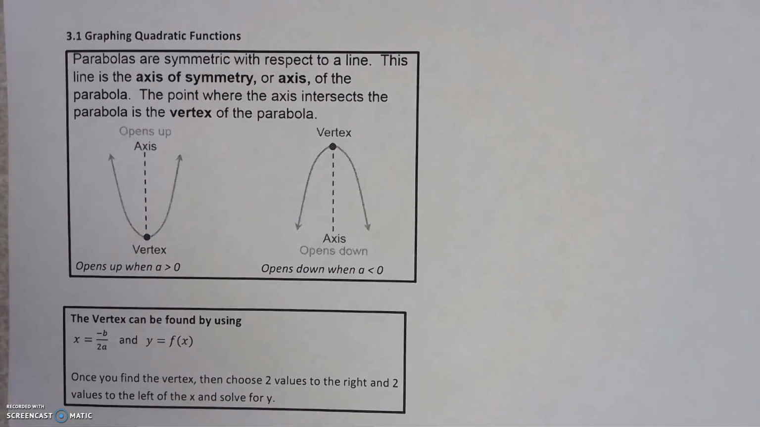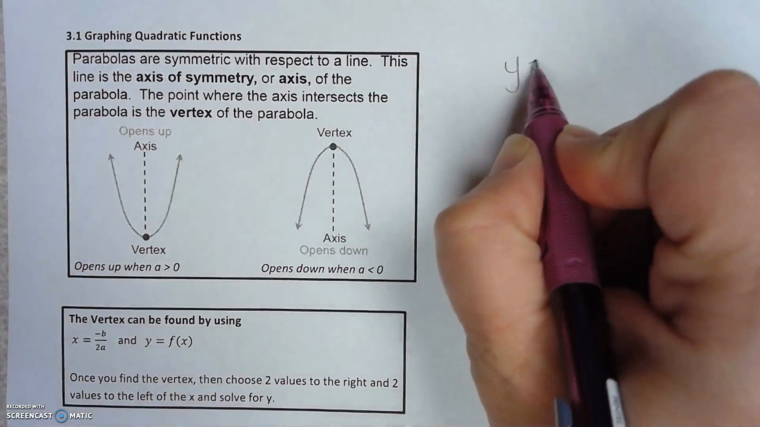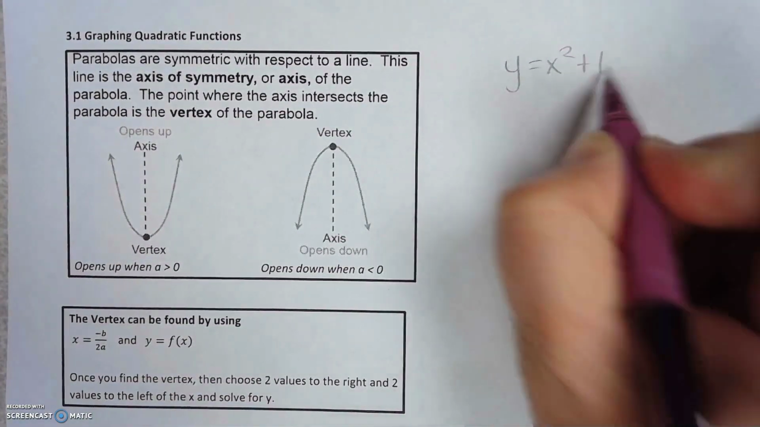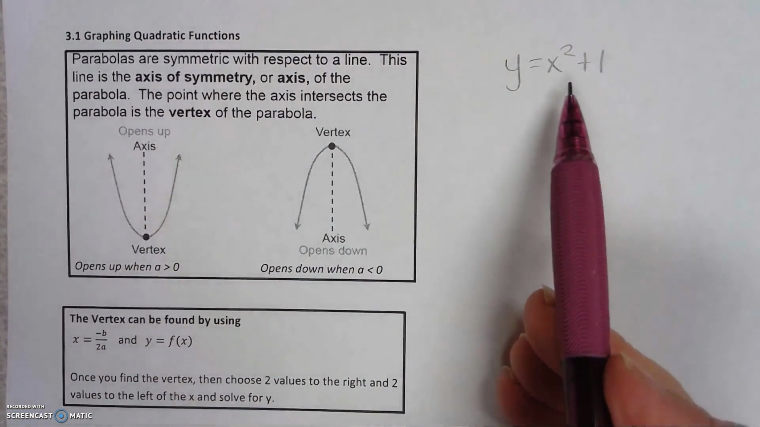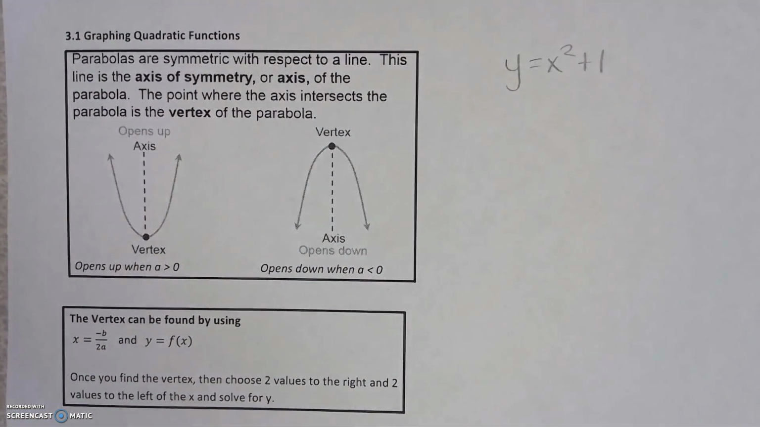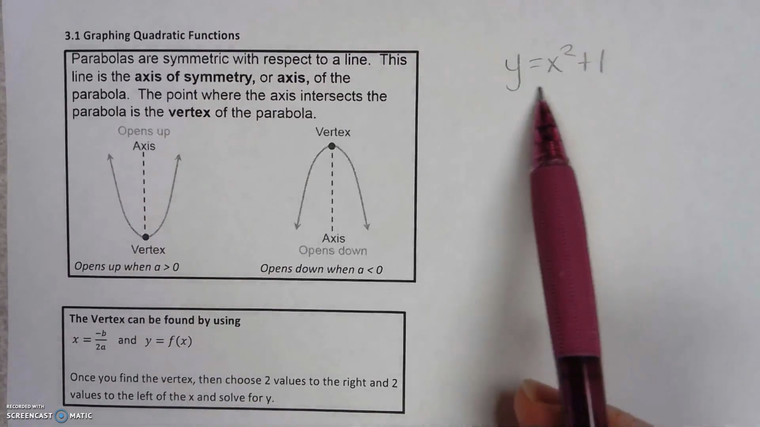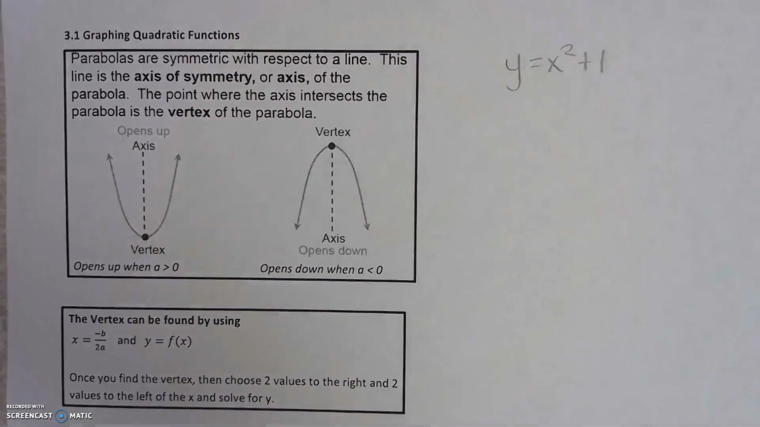This video will cover section 3.1 on graphing quadratic functions. Now we've already talked about graphing quadratics in chapter 2 section 1, where we simply looked at a quadratic that looked like this, something similar to this. So every quadratic that we graphed in that section, the vertex fell on the y-axis.